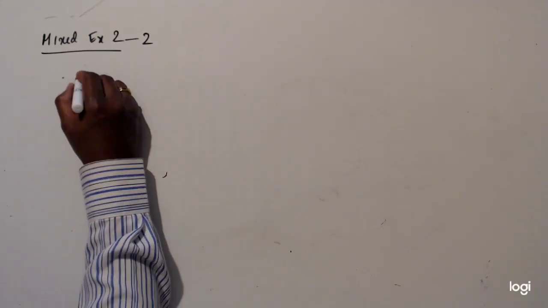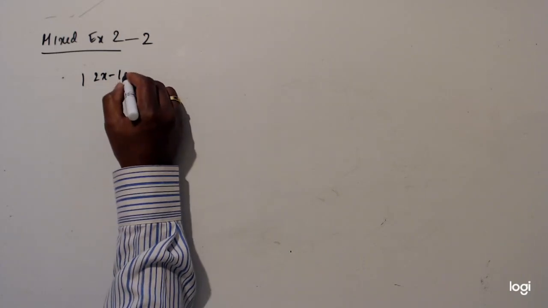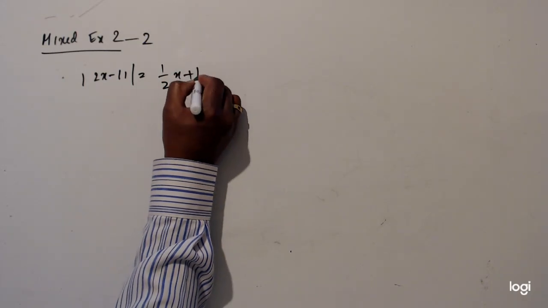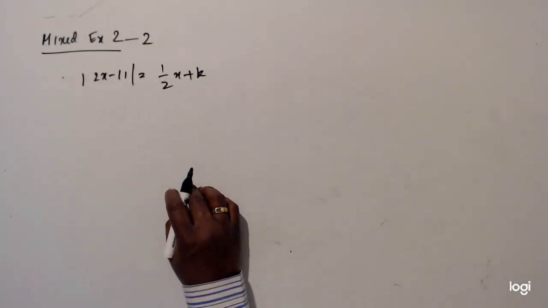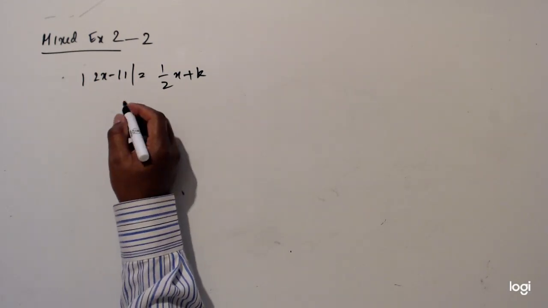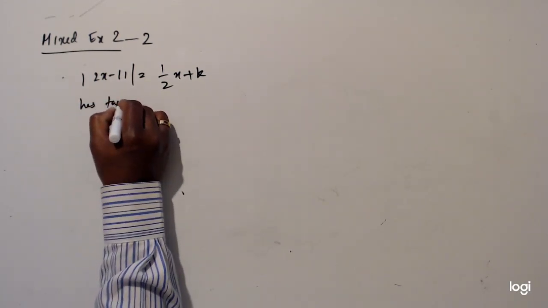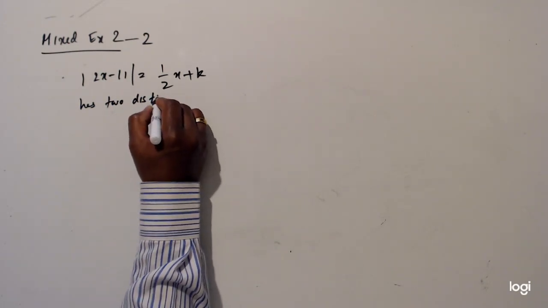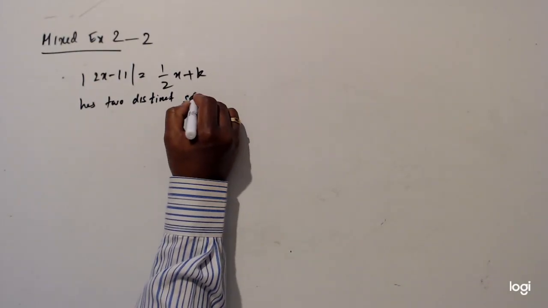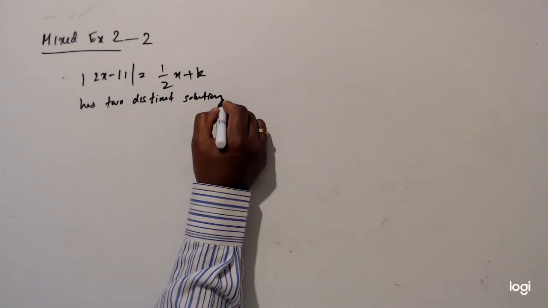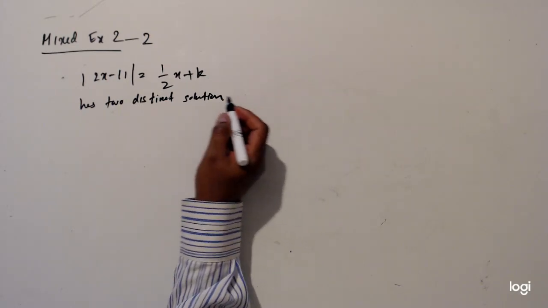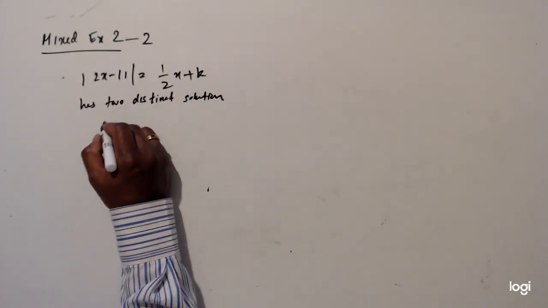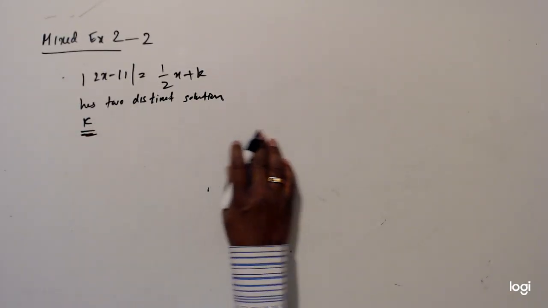Question number 2. Mod 2x minus 11 equals half x plus k has two distinct solutions. So we have to find the possible values for k.